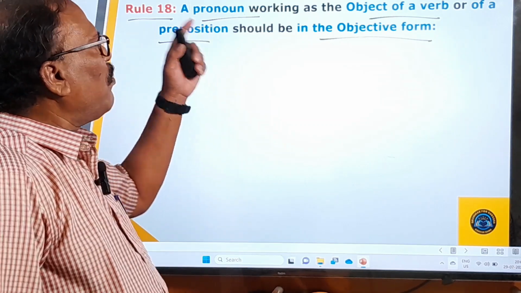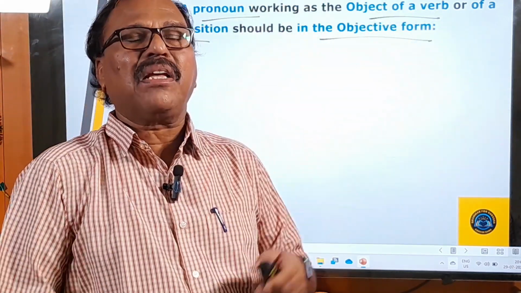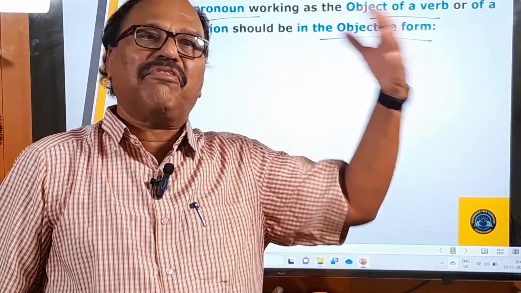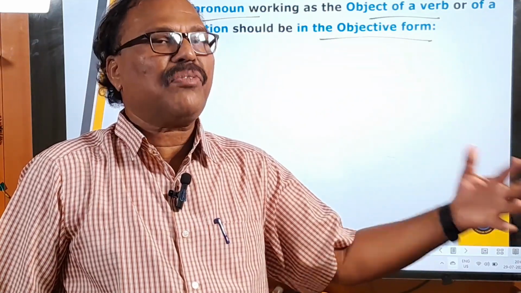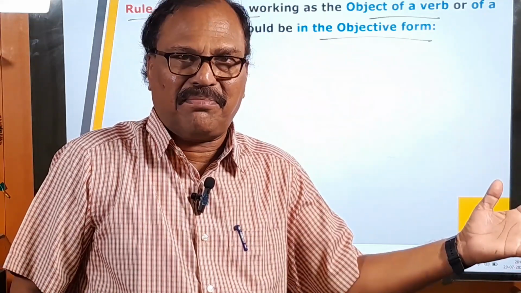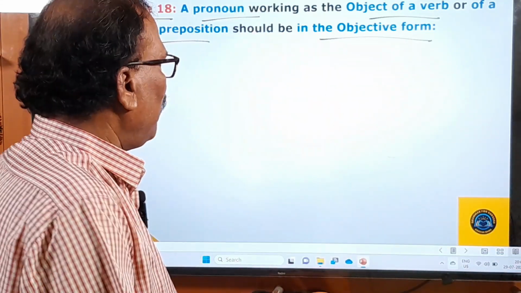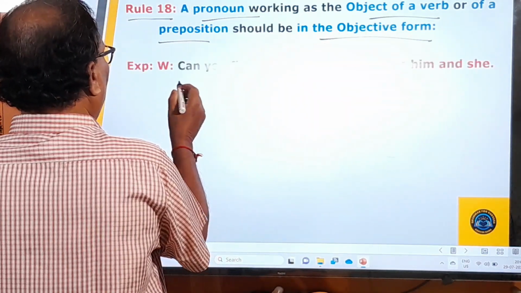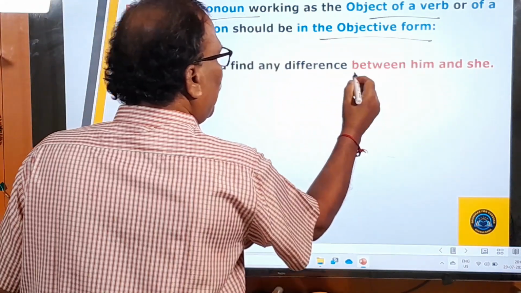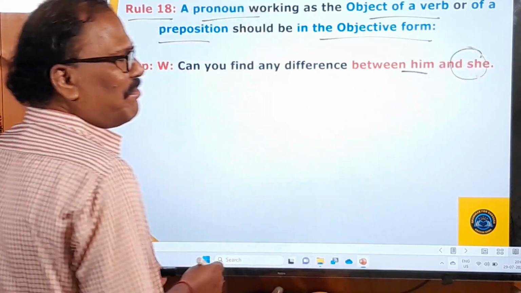A pronoun working as an object. That means a pronoun used after the verb automatically becomes an object. Therefore, an objective case pronoun should only be used after the verb. That is a rule, but you should not use the subjective case pronoun. Here one example is given like this. Can you find any difference between him and she?